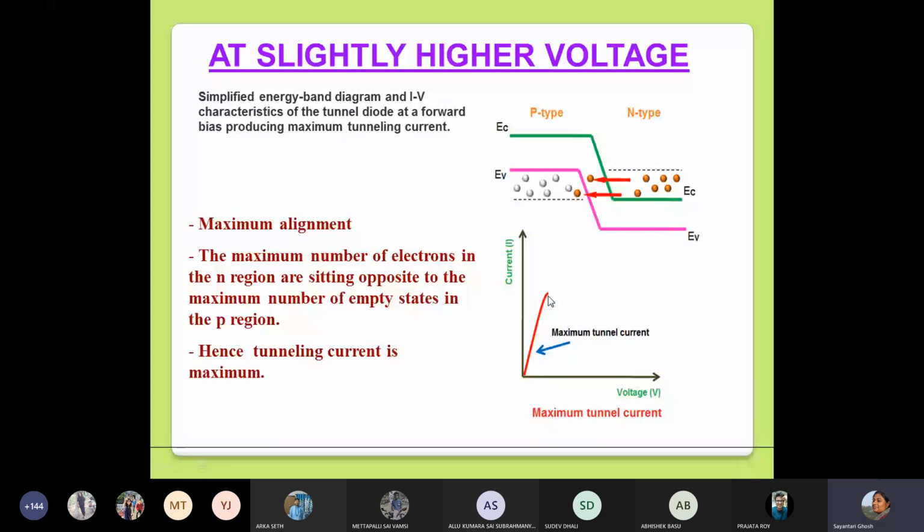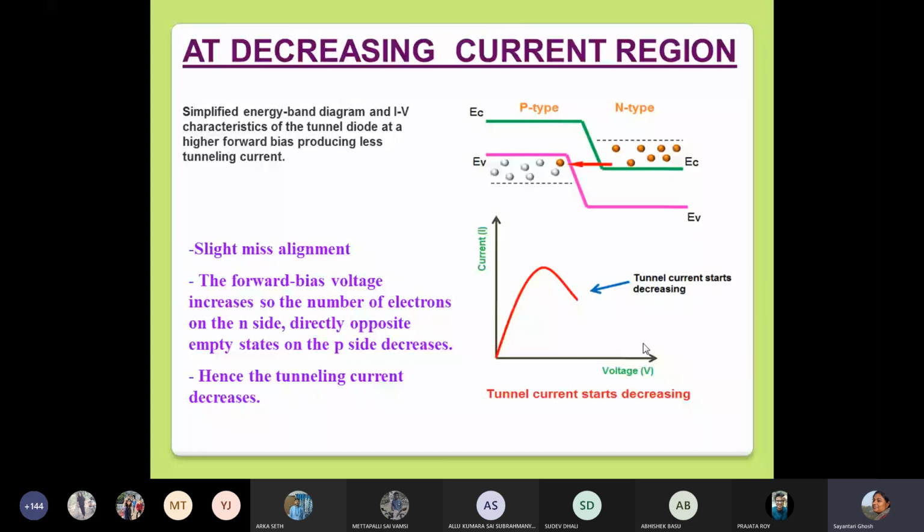Why is the tunnel current maximum? Because even after this point, if I increase the voltage a little bit, the alignment goes off again, right? I have a slight misalignment. This is a little bit higher, and this is a little bit lower, and now all the states are not visible. So the tunneling current starts decreasing. This is the key point where the negative resistance region begins. As the misalignment starts, the tunnel current starts decreasing, and you can see that the voltage is increasing but the current is decreasing. So this is the portion where I am entering the negative resistance region.